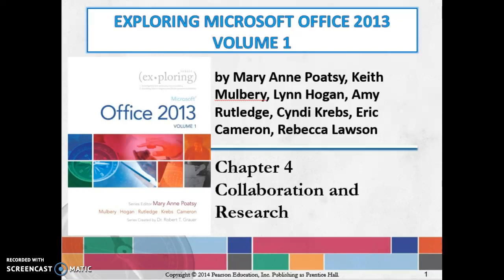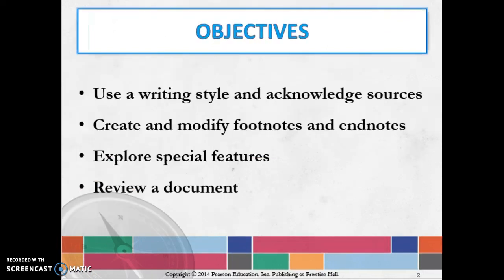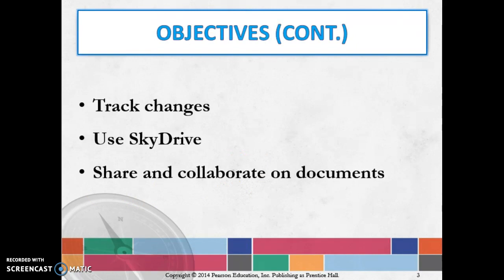So let's take a quick peek at the very first part of chapter 4. Like I said, we're going to focus on research papers. So they're going to look at using a writing style, acknowledging sources, creating and modifying footnotes and endnotes. And then the rest of these things, some of the special features, reviewing the document, tracking changes, using a SkyDrive, and sharing and collaborating are all things that we'll look at in the following week. But again, remember that video as well as all the material will be available to you on Thursday.